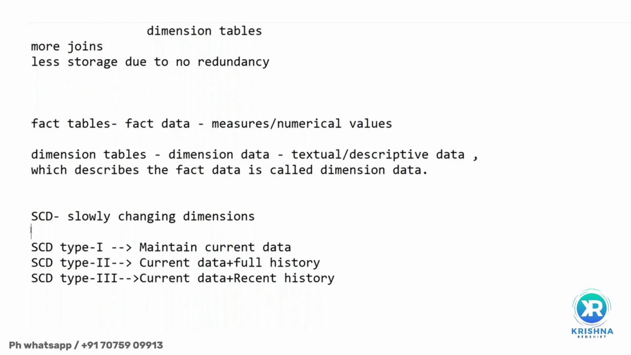If you browse the net, you may find slowly changing dimensions type 4, type 5 and all that stuff, but that's not required. Whatever I have said is a must, you should know. Whatever extra you find, just read it and keep it aside, that is for your information only. What the interviewer is expecting is slowly changing dimensions type 1, type 2, type 3, you should answer. Okay, what is type 1? What is slowly changing dimensions type 1?